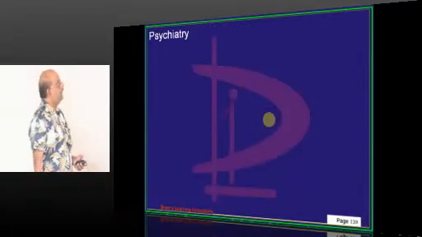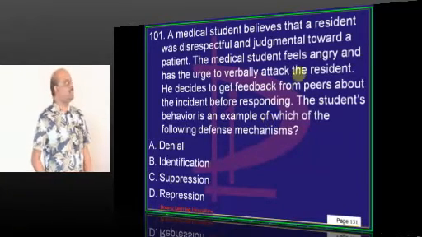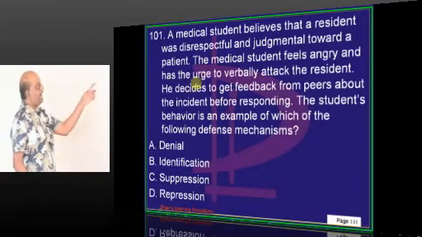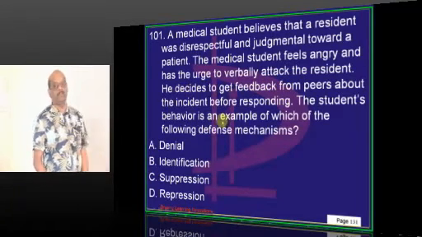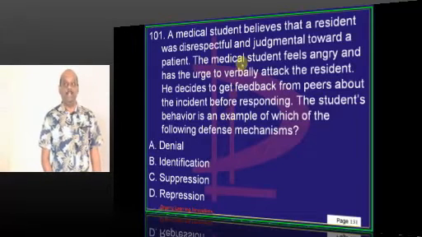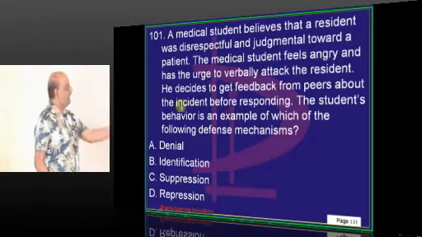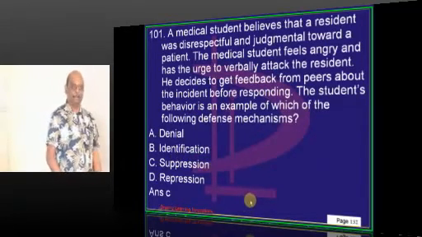Now doctor, a medical student believes that a resident is disrespectful and judgmental towards a patient, and he feels angry and has the urge to verbally attack the resident. He decides to get feedback from his peers. If I scold him, what will he do? He will ask his friends. So the student's behavior is an example of what? It is basically called suppression.